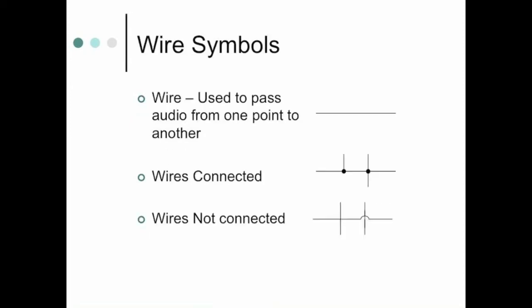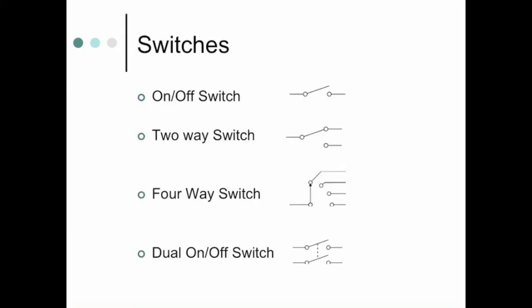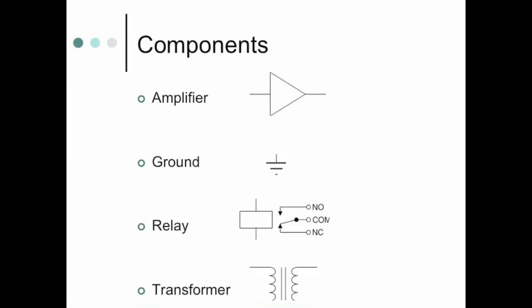Wire symbols: straight wire passes audio from one point to the next. We consider it in a diagram as being a perfect connection from one place to the next, but in reality it really isn't. Wires connected have a dot, wires not connected look like this. So when you look at your next schematic, as you fix your computer, you can see what's going on. Switches, components, I'm giving you a little example of how they look in a schematic situation.